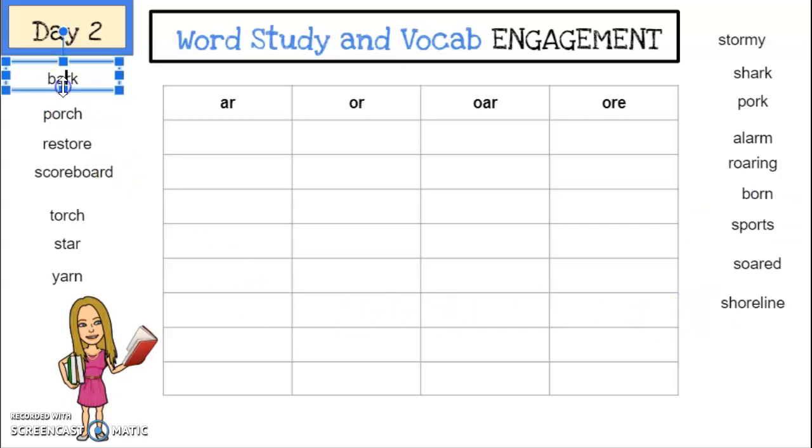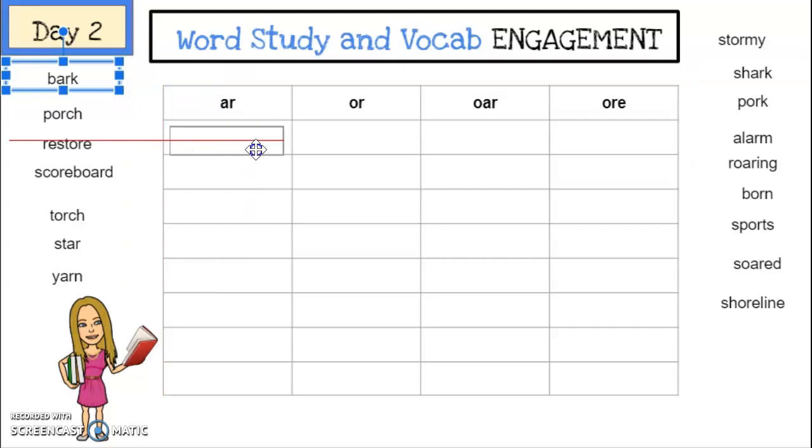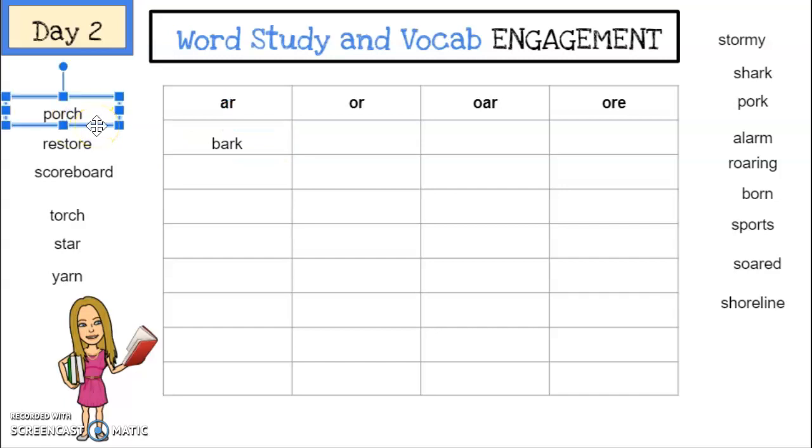Let's start with the first one. Bark. Bark belongs under AR. Porch. I wish that I had a porch to sit on. We're going to move this over to the OR column.